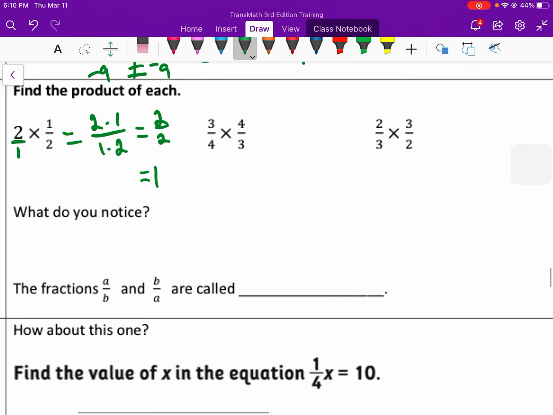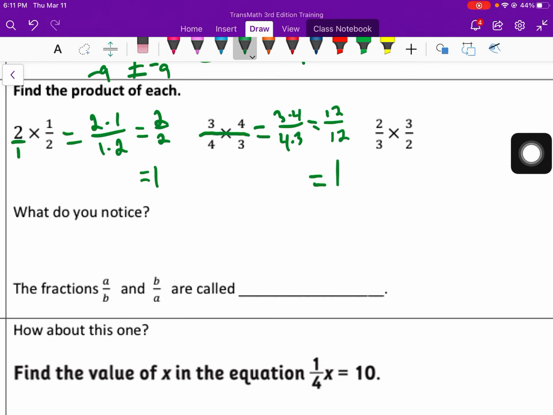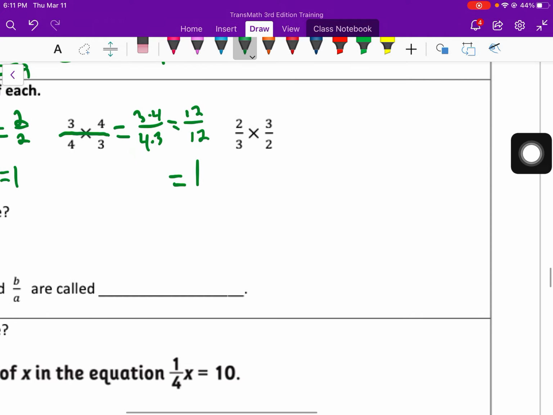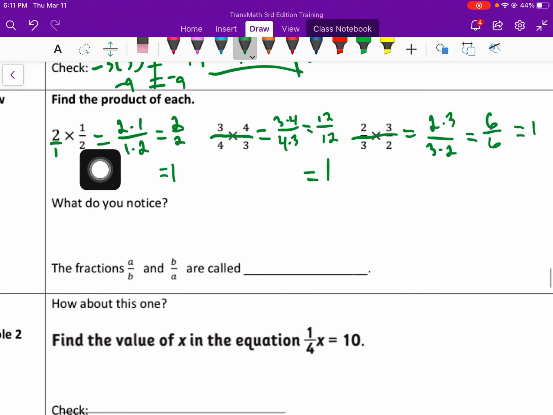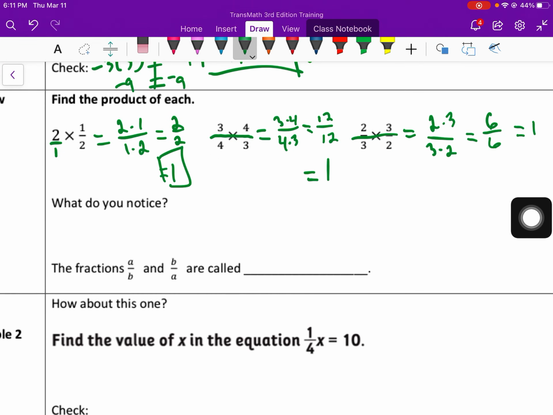Okay, so let's do it with the next one here. Now it's 3/4 times 4/3, and we multiply straight across. So that becomes 3 times 4 over 4 times 3. We have 12 over 12, and 12 divided by 12 is 1. I hope you're starting to notice a pattern here. And the final one, we have 2/3 times 3/2. So again, multiply straight across. 2 times 3 over 3 times 2. So we have 6 over 6, which is 1. So for each case, my final answer was 1.